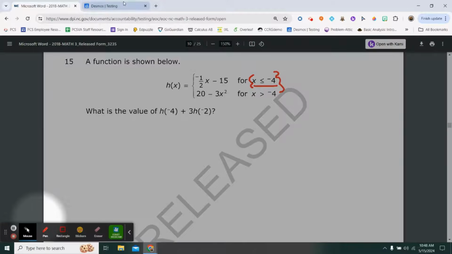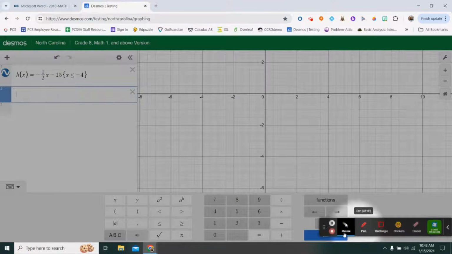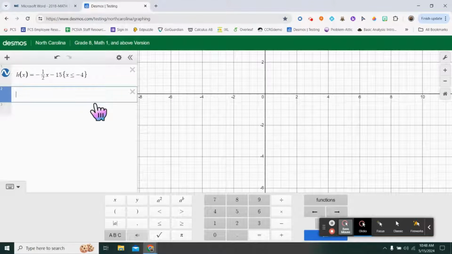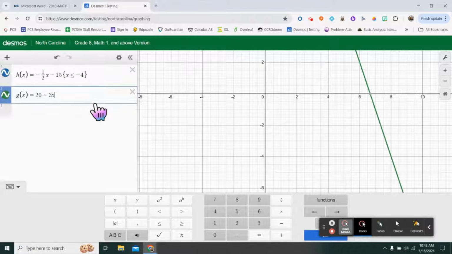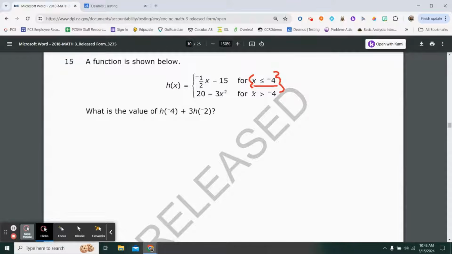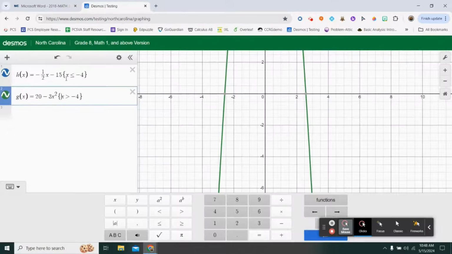Now, I might not know the best way, but I don't know how to do it all in one line. I think you have to do it in 2 different lines. So I might call the next one g of x because I just need a different letter. It could be f of x either way. This has to be a different letter. 20 minus 3x squared, and then curly bracket, and I have x is greater than negative 4 because that was the second part of the problem down here. So I have all of that typed in. I did separate lines. So I did h of x for the first line, and I did g of x for the second line because I had to separate them. Okay, separated each piece of the piecewise.